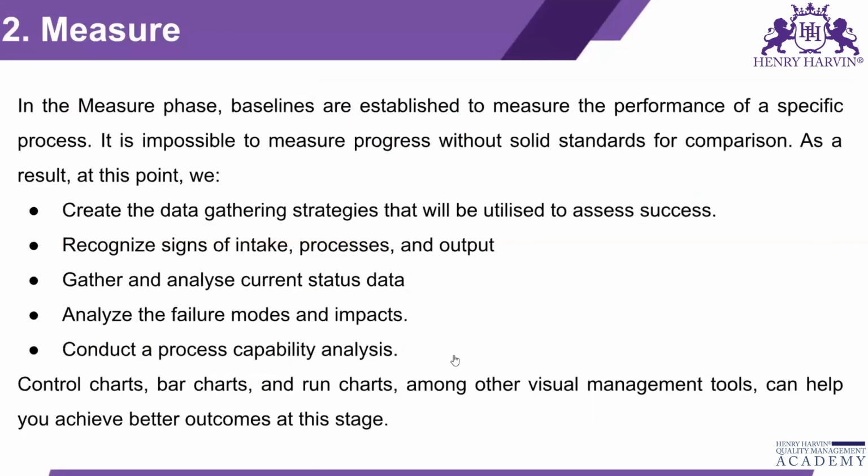Next one, measure phase. In the measure phase, baselines are established to measure the performance of a specific process. It is impossible to measure progress without solid standards for comparison. As a result, at this point, we create the data gathering strategies that will be utilized to assess success, recognize signs of input, process, and output, gather and analyze current status data, analyze the failure modes and impacts, and conduct a process capability analysis. Control charts, bar charts, and run charts, among other visual management tools, can help you achieve better outcomes at this stage. So this is the time you start doing your complex calculations here.